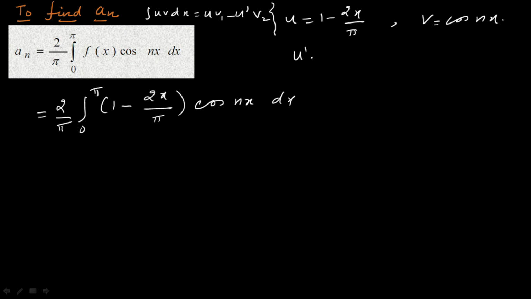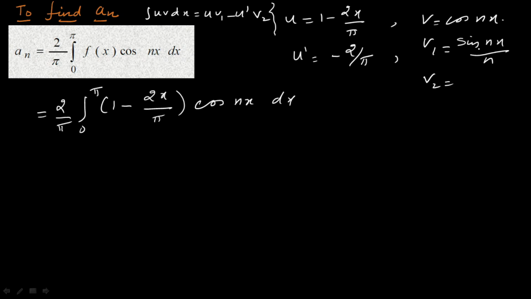So u dash is nothing but, the first term becomes 0 because that's a constant, and differentiating a constant gives 0, minus 2x divided by pi, so you get only minus 2 by pi alone, as x becomes 1. Next, v1 and v2 alone we have to calculate. If you calculate the next derivative, u double dash is 0, so we have to stop up to this in the formula. Now we have to calculate v1 and v2. So v1 is nothing but integral cos n x dx. Integrating cos n x, what you get? Sin n x divided by n.